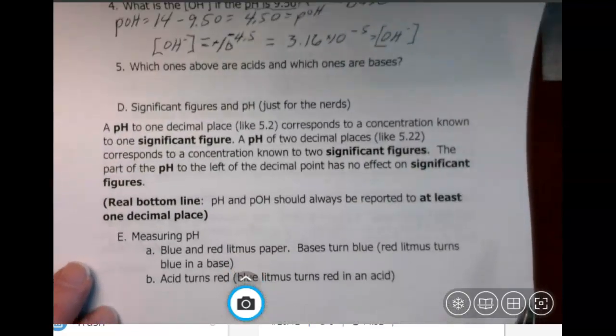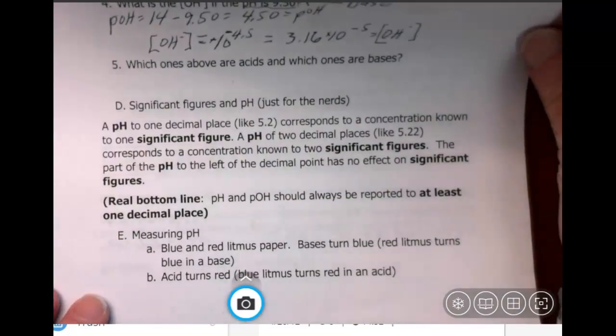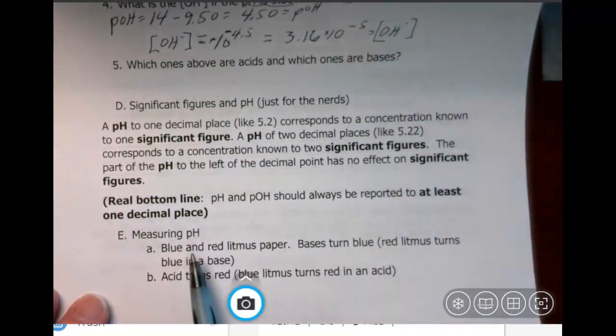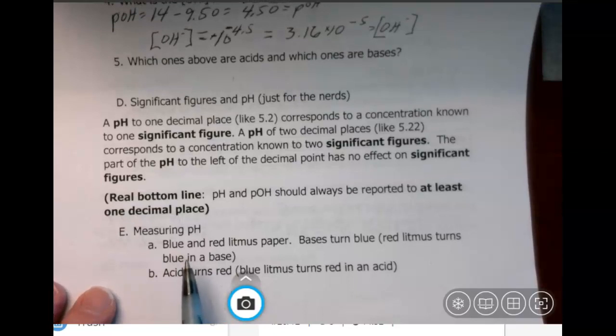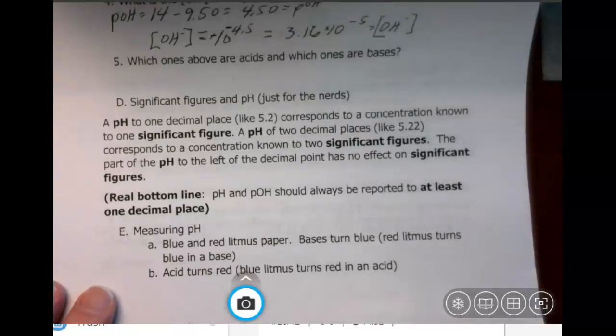Okay, now measuring pH. The oldest way to measure pH has been around for, I think, thousands of years. They used to take different kinds of lichens and squeeze the juice out of them and make something called litmus paper. You've probably heard of a litmus test. It's a common word, but it comes from litmus paper. It's paper that's been dipped in this lichen juice, and it comes in either red form or blue form. I don't have any at home, so I can't show you.